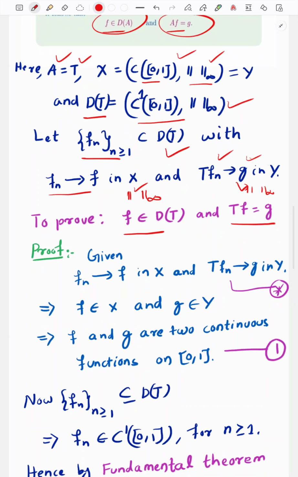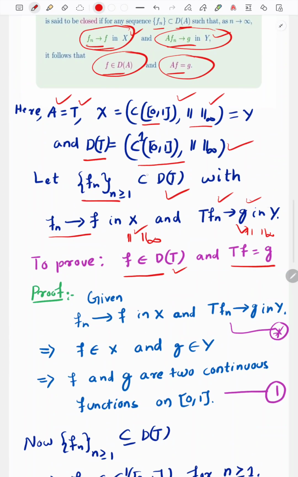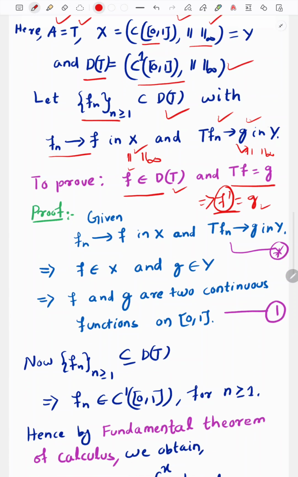So let us move to prove these two things. We have to show that f belongs to D(T). D(T) is what? C1, means we have to prove that f is continuously differentiable. First our target is this one, and in the second we have to prove that Tf is equal to g. Tf is defined as f dash. But to give a meaning to this, initially we do not know whether f is differentiable, but if we can show that f belongs to D(T), then it is differentiable, then this makes sense, okay. First we have to prove that f belongs to C1 space, and in another step we have to prove that f dash is equal to g. We have to prove these two things, okay.